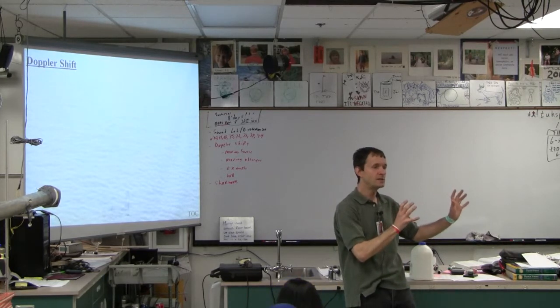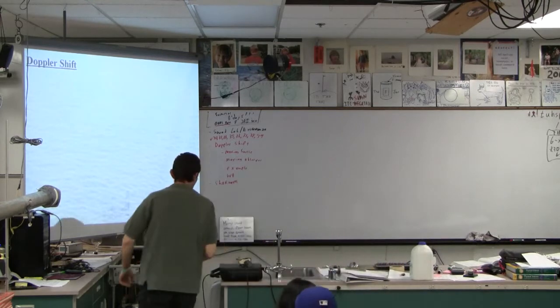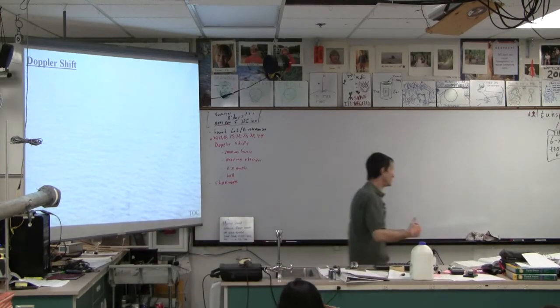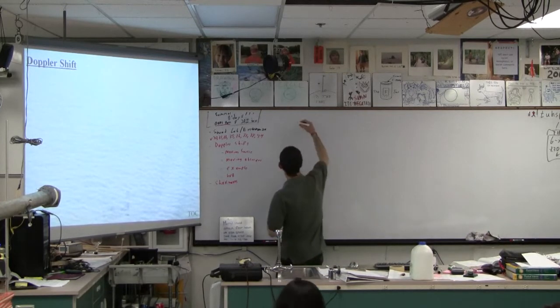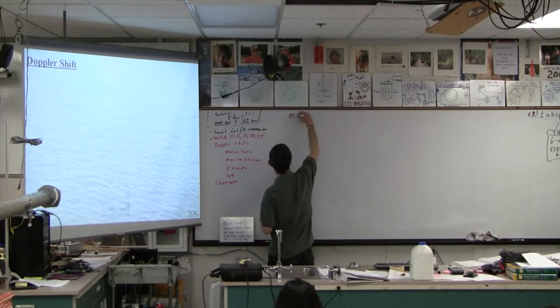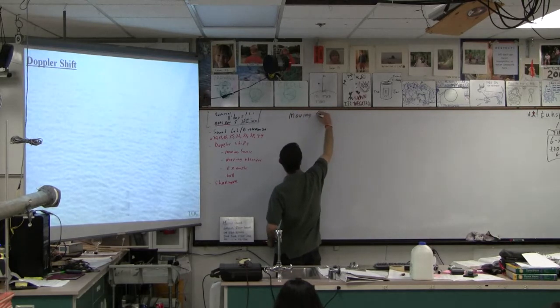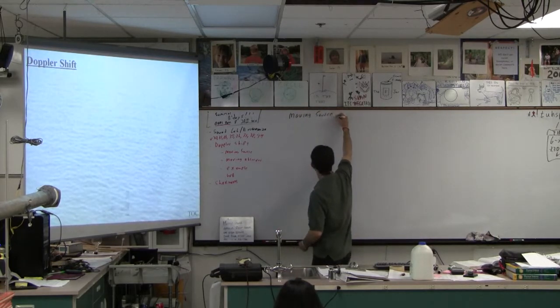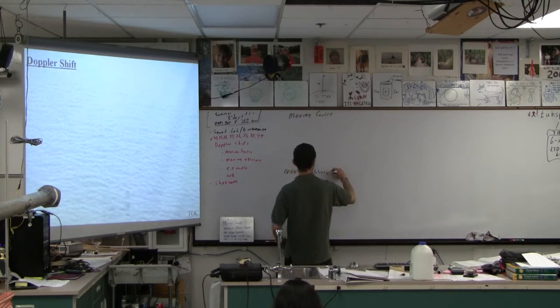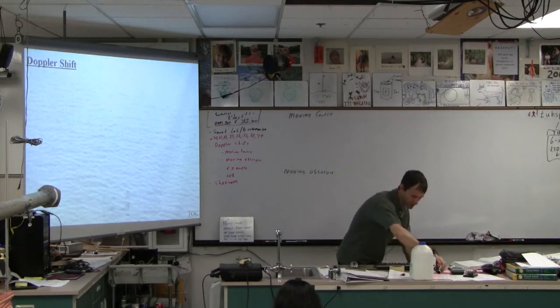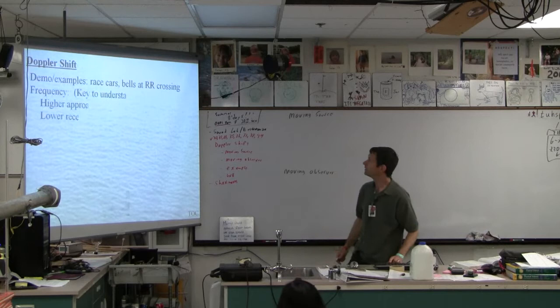There are two types of Doppler shift, and there are two different formulas for them. There's the moving source, and then there's the moving observer, and we're going to do both of these because that's what kind of people we are, right?